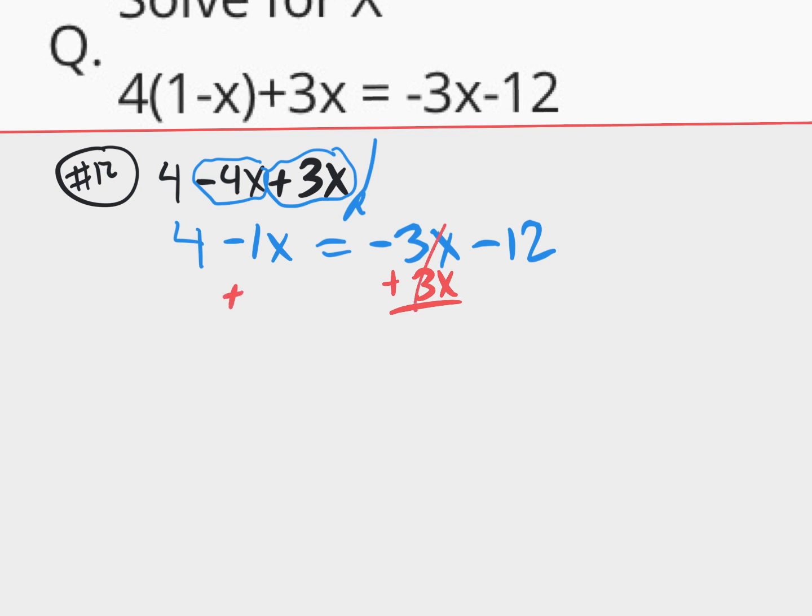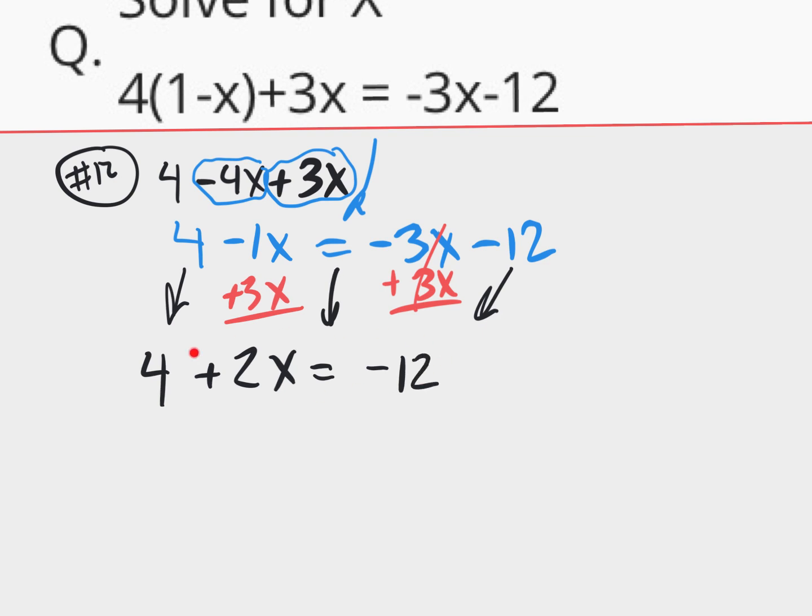What I do to one side, I do to the other side. Add 3x over here, and I will get negative 1 plus 3x, that is a positive 2x. Bring down the 4 that's in front, right? Bring down the equal sign, bring down the minus 12, and there's your new simplified equation that has only one x on the left side of the equal sign.